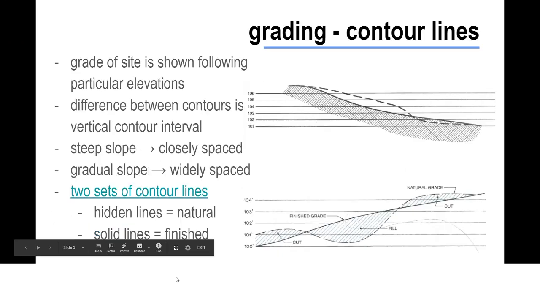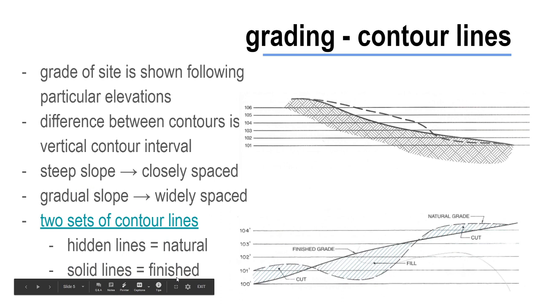So when the natural grade of the elevation is higher than the finished grade, earth has to be removed, which we refer to as a cut. And when the natural grade is at a lower elevation than the finished grade, we have to fill it. And the amount that you would fill it is just the difference between the natural grade and the finished grade.